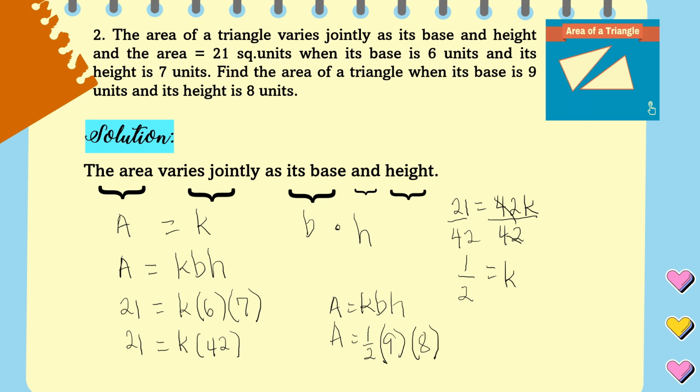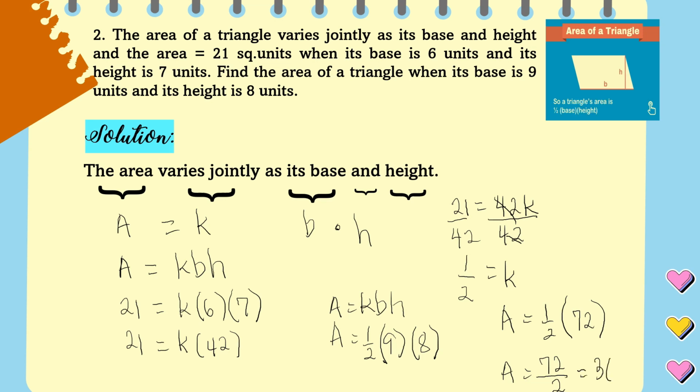So area is equal to 1/2. 9 times 8 is 72. So 1 times 72 is 72 all over 2. So 72 divided by 2 is 36. So the area is 36 square units when the base is 9 and the height is 8. Is this clear?